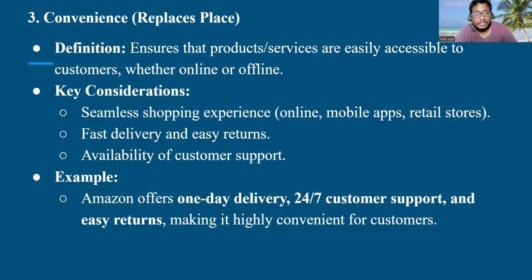Yeah, key consideration: seamless shopping integration. So that is nothing but mobile apps. So build mobile apps and all. Fast delivery and easy returns, you can understand. Availability of customer support. So see, customer support also builds your customer retention, right? Satisfaction and all. Example: Amazon offers one day delivery, 24/7 customer support, and easy returns, making it highly convenient for customers. As simple as that. Be convenient to your customers.